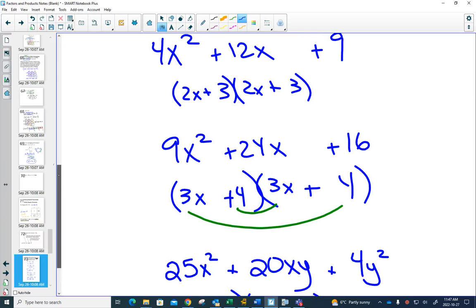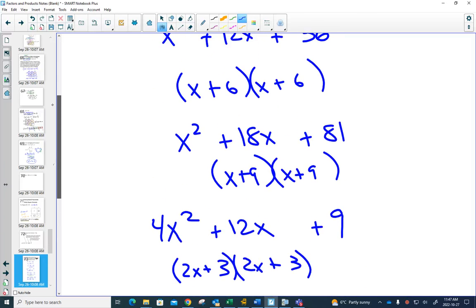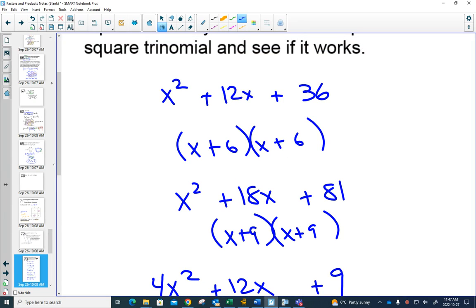Question. Let's go back to an easy one. Did it have to be plus 12? No. Yeah, no. It could've been negative. It could have been both negative. That's why I'm hoping to see that answer on your quiz. Yes, it did have to be. No, it didn't have to.